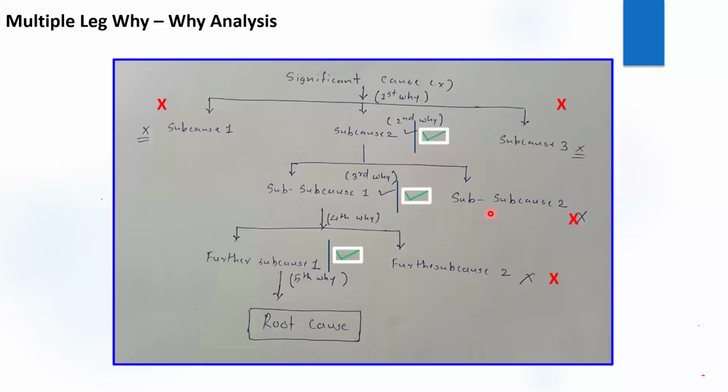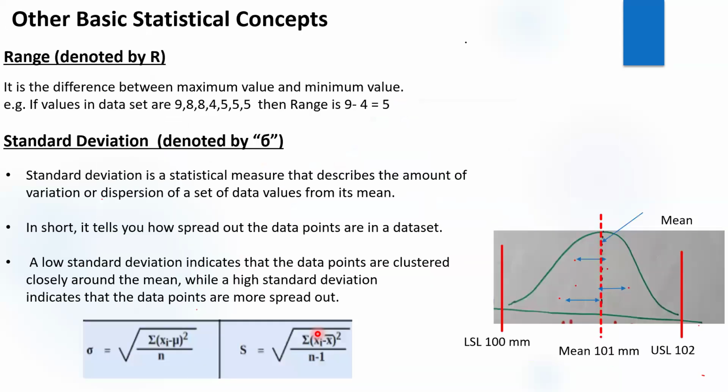Again, there will be two subcauses. This is okay, so I will focus on this cause. Again, I will ask why. So there will be again two reasons. This is okay. I will again ask why here and I will get the root cause. So this is how we complete the fishbone. So it is clear? So fishbone. Yes, sir.